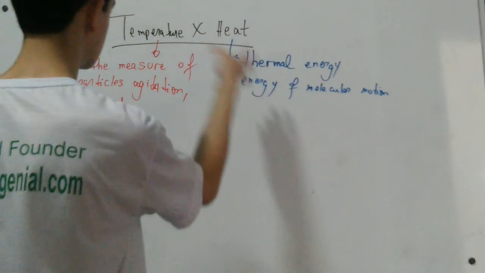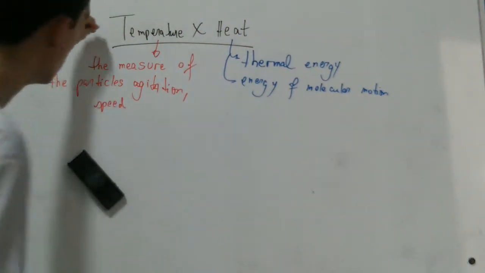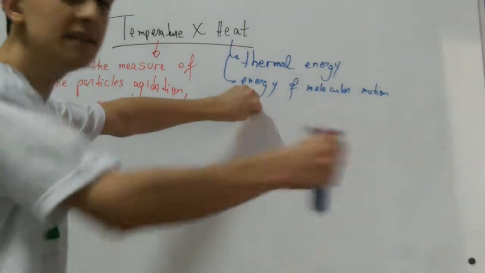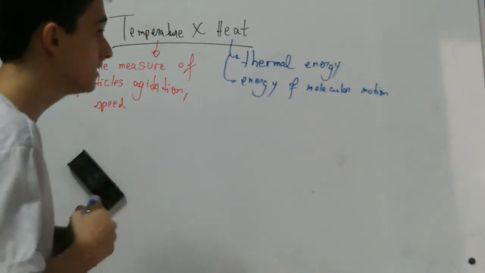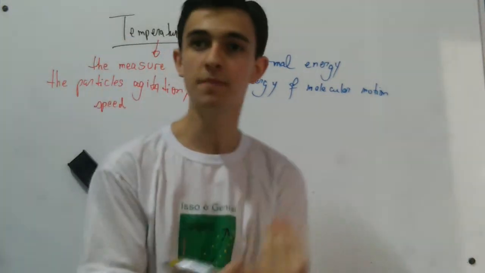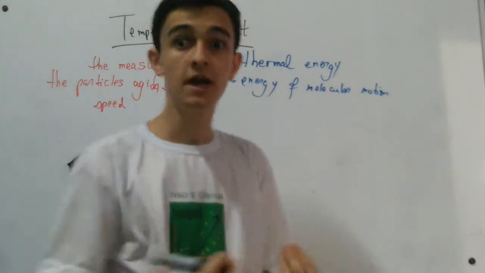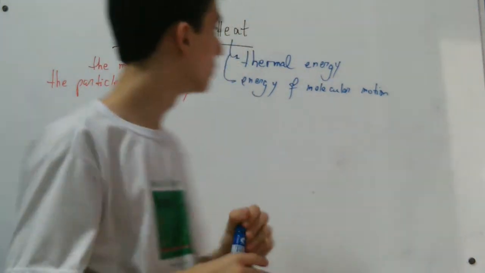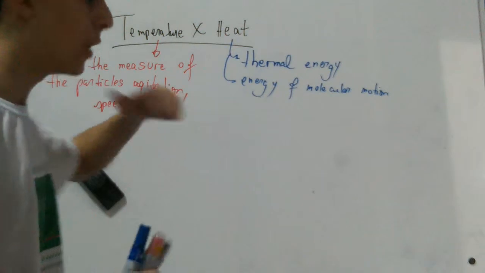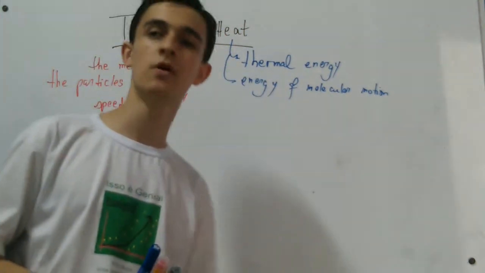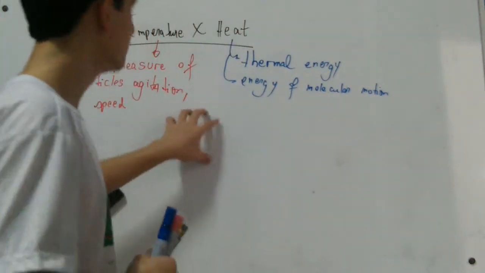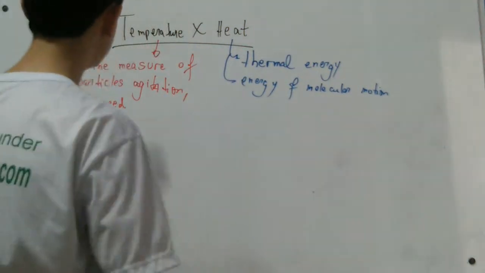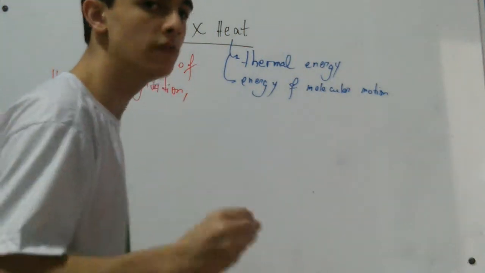So heat is related to temperature, but temperature only depends on the speed of the particles. Heat, besides depending on the speed of the particles, also depends on the amount of particles, the mass of the object, and also the type of particles. So heat depends on the temperature, on the mass, and on the type of particles. So they are related, but they are not the same thing. Heat is energy, but temperature is just a measure of it.